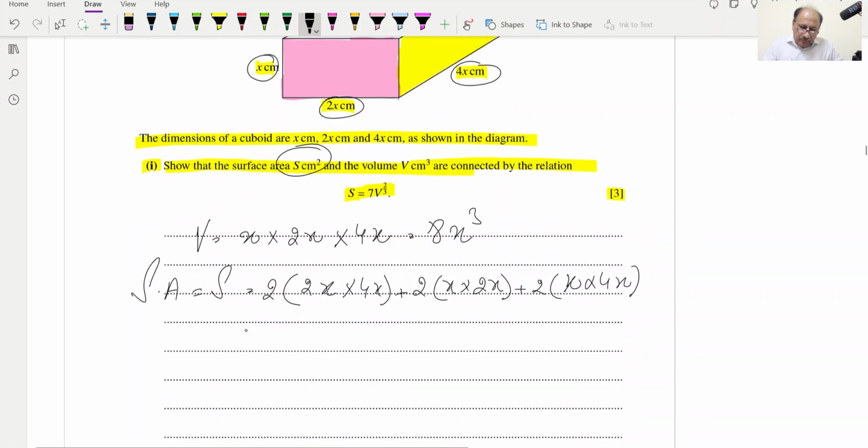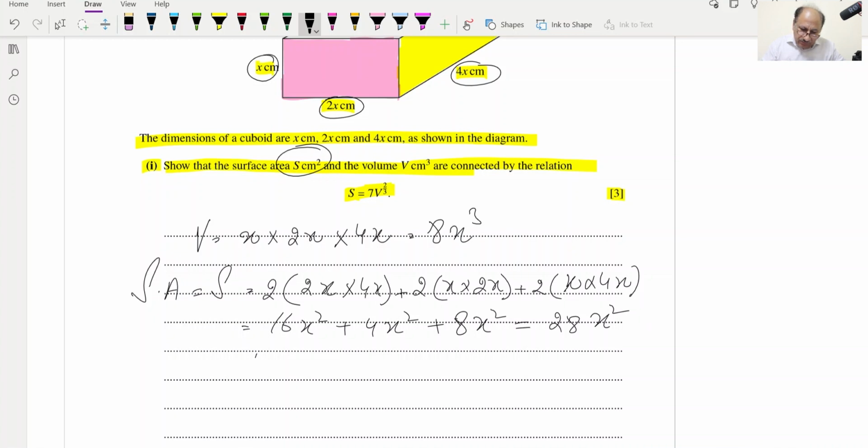Now we can open and multiply these two inside, so it will be 4x. First we multiply inside, it will be 8x, and 8x multiplied by 2 will be 16x squared. Plus this will be 2x squared multiplied by 2, which is 4x squared, and plus 4x squared multiplied by 2 will be 8x squared. If we add these, 12 plus 16 will be 28, so 28x squared.